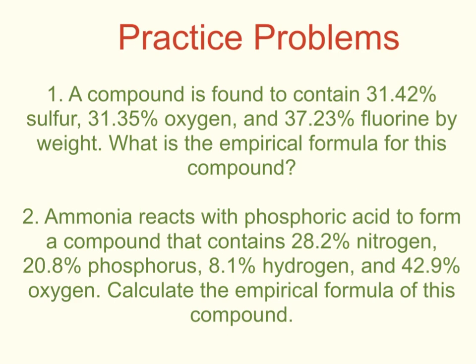Now you try some practice problems. A compound is found to contain 31.42% sulfur, 31.35% oxygen, and 37.23% fluorine by weight. What is the empirical formula for this compound? And ammonia reacts with phosphoric acid to form a compound that contains 28.2% nitrogen, 20.8% phosphorus, 8.1% hydrogen, and 42.9% oxygen. Calculate the empirical formula of this compound.